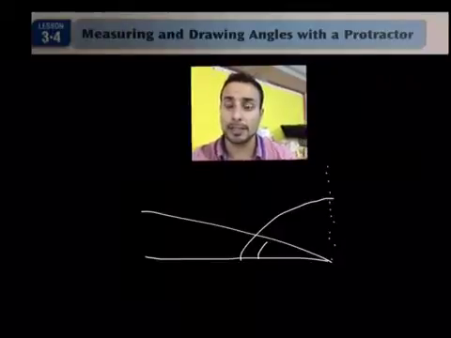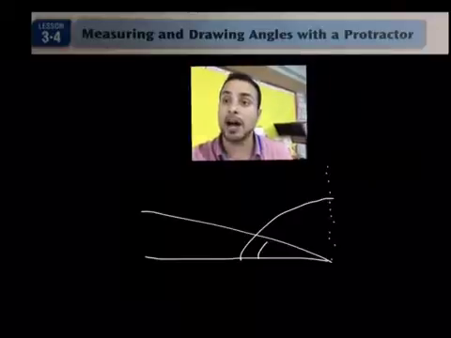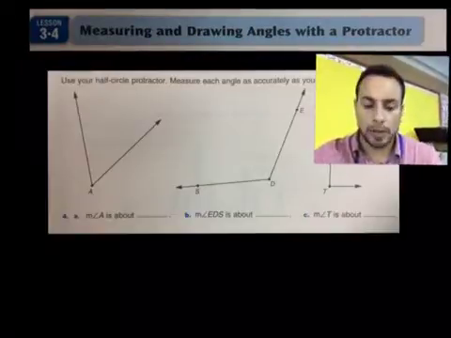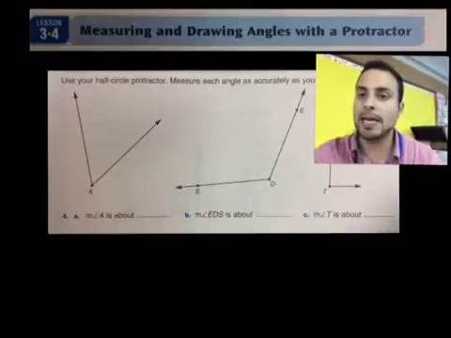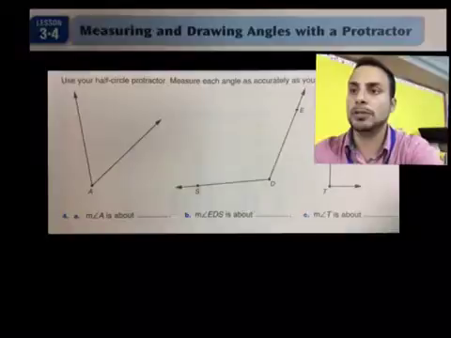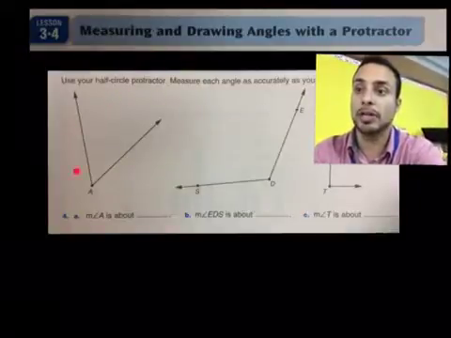So let's get started with page 69 of your math journal. Now we have questions 4A, B, and C right here. For these, we have to actually use a half circle protractor. So we're going to use a half circle protractor to find this.